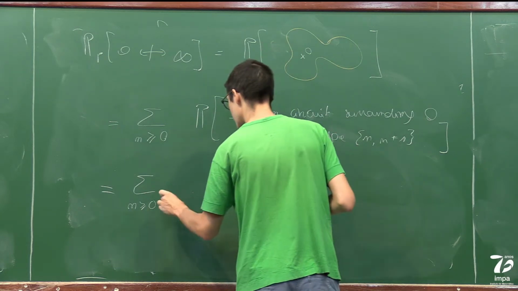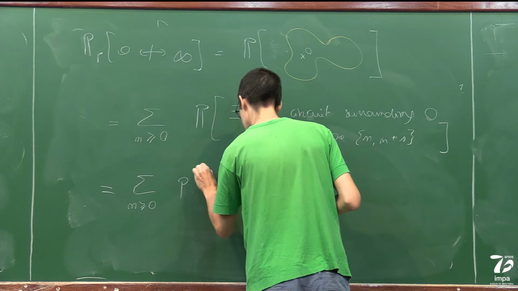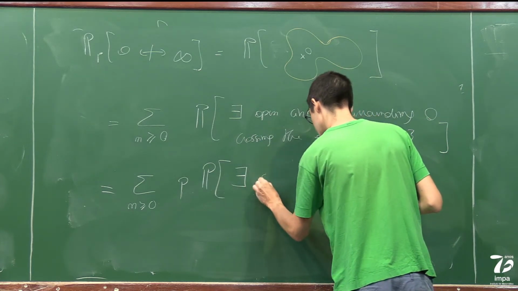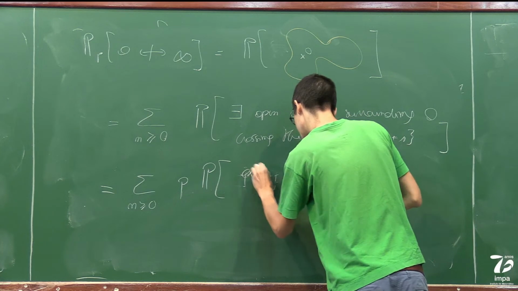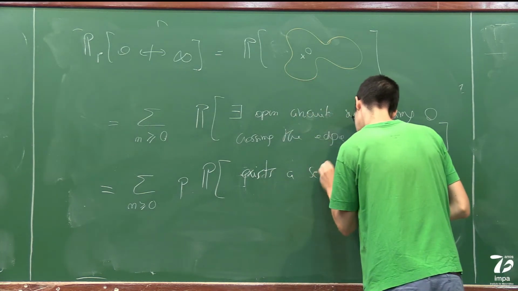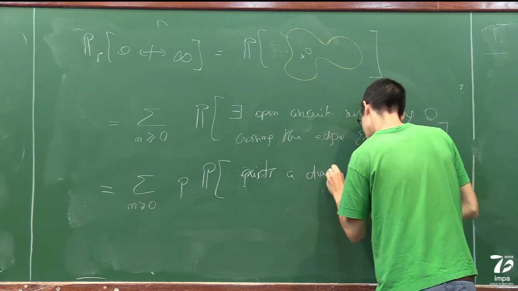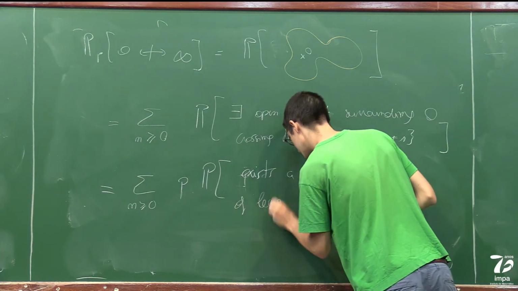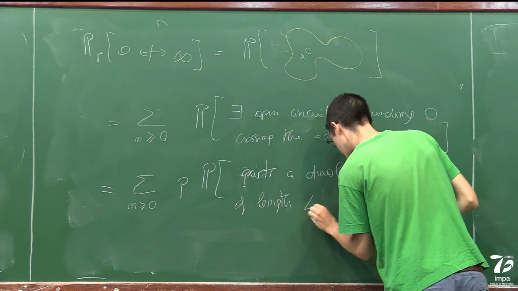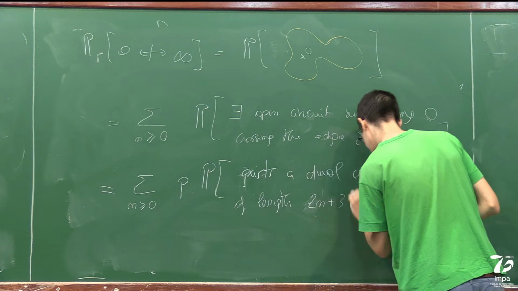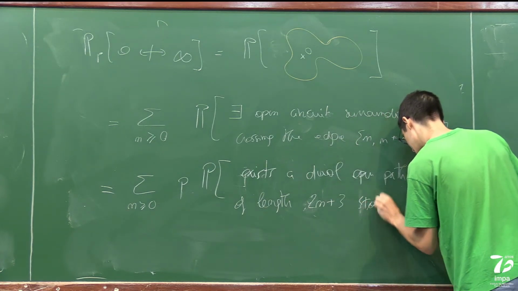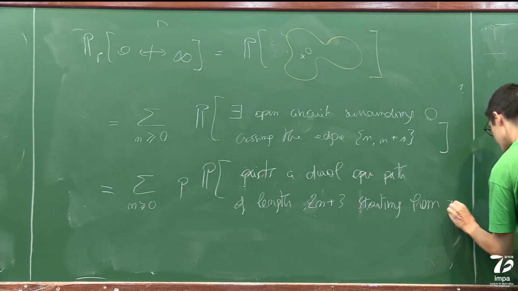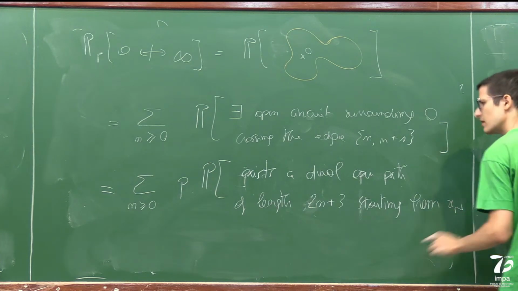So this is p times the probability that there exists a self-dual open path of length 2n plus 3 starting from xn. Okay, let's forget about this p.